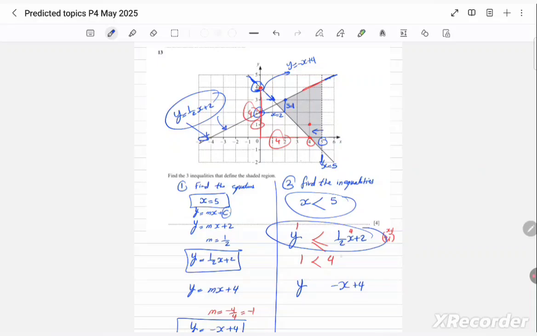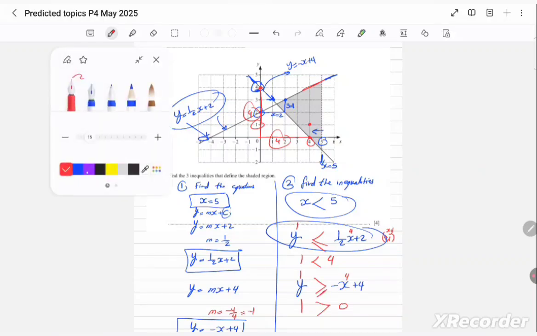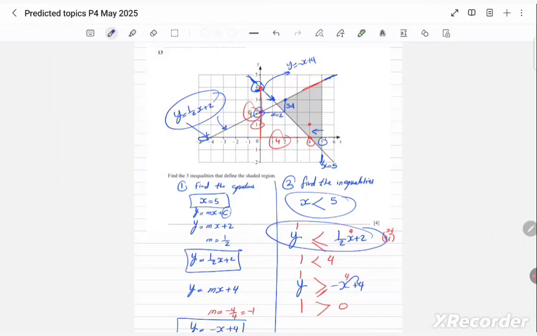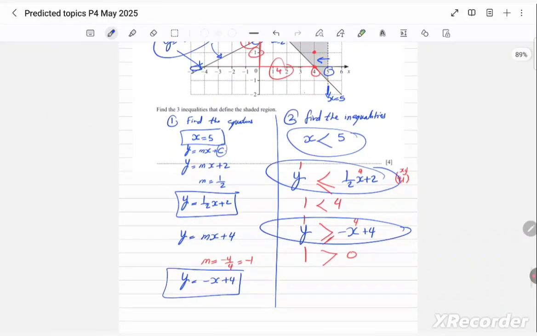So I will substitute here by 4 and here by 1. So minus 4 plus 4 is 0. So 1 and 0, so 1 is greater than 0. So I know now that this one is greater than, and I will make it equals because this is a solid line. So this one is the third one. So those are the 3 inequalities we should find.